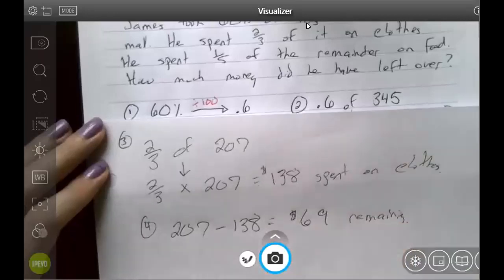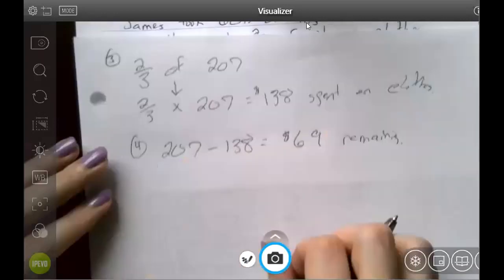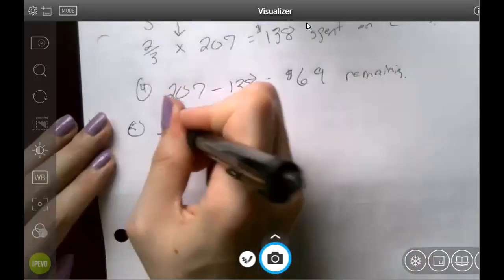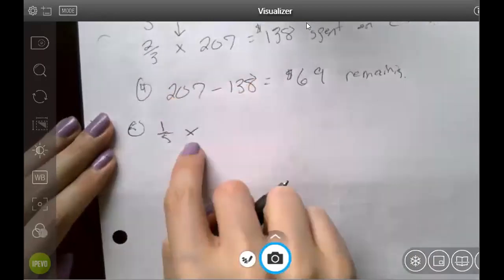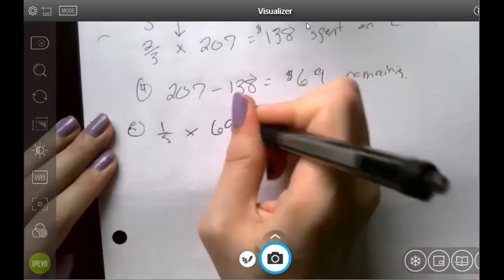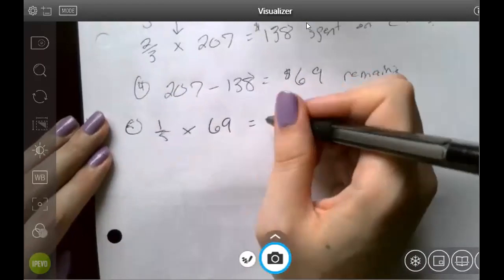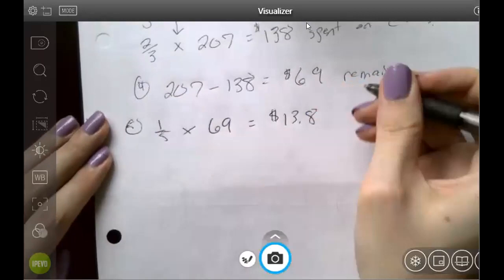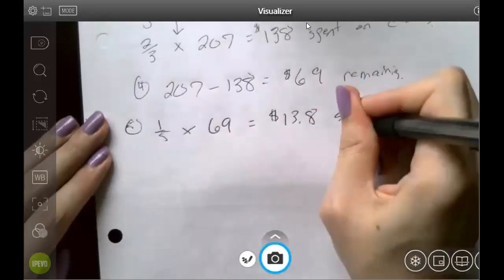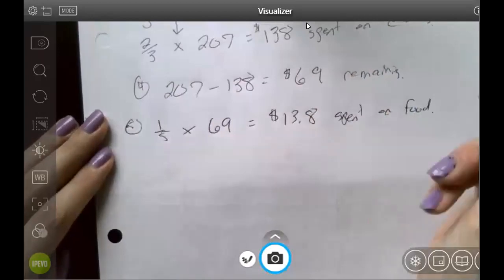Now we can figure out what 1/5 of the remainder is. So that will be step 5, 1/5 of the remainder. And remember, of means multiply. So 1/5 of the $69 is going to give us $13.80 spent on food. Then it wants to know how much money did he have left over after that.